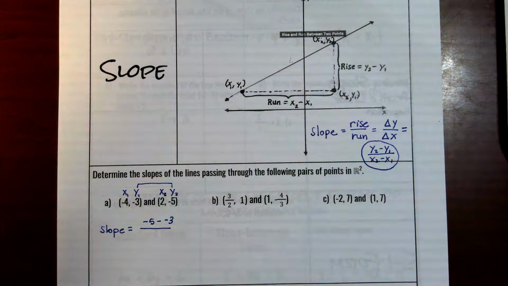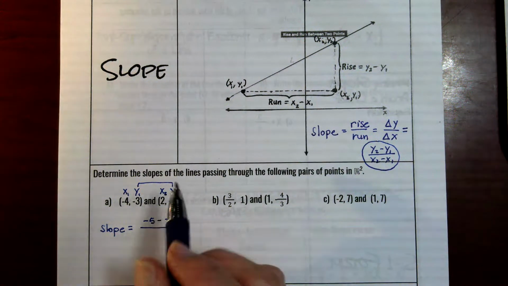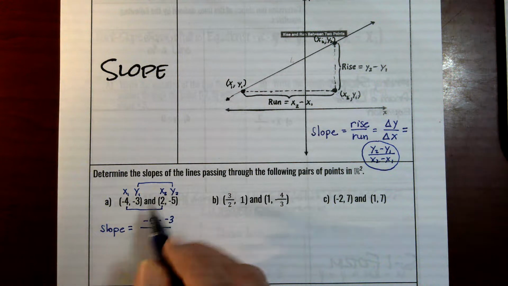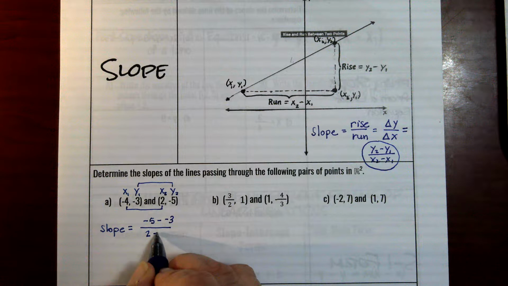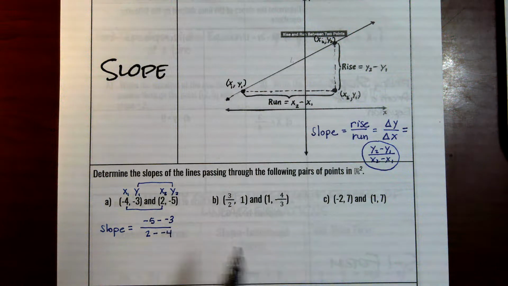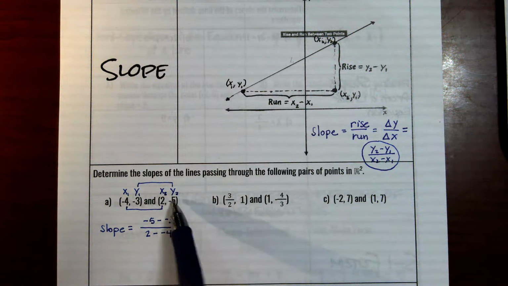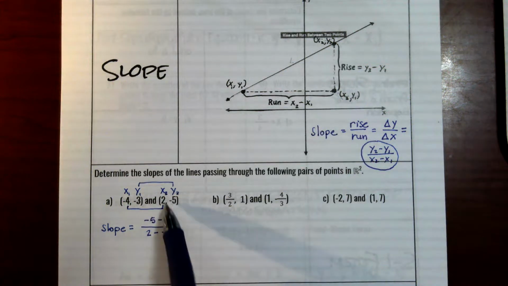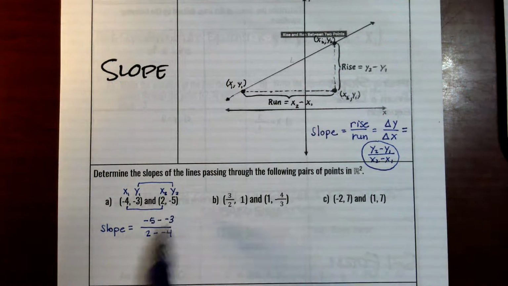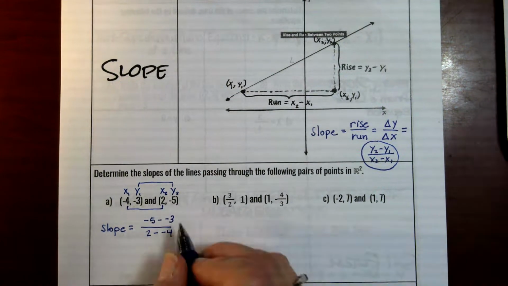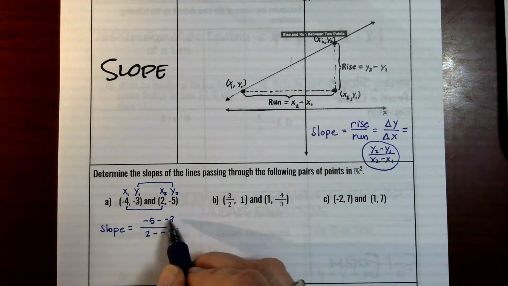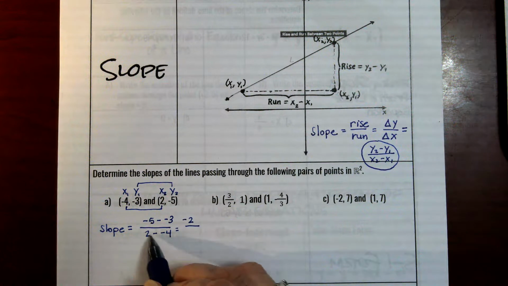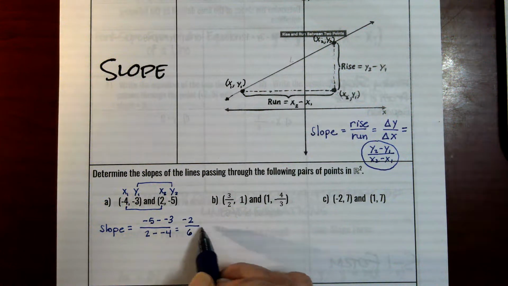And then the x values give you the run, the difference in the x values. So from 2 to -4, or -4 to 2, however you think about it. Again, there's nothing special. I could do -3 minus -5 as long as I do -4 minus 2. It makes no difference what order, as long as I do them the same, the y's in the same order as the x's and vice versa. So -5 subtract -3, so that's -5 plus 3, which is -2. 2 minus -4, 2 plus 4, which is 6.